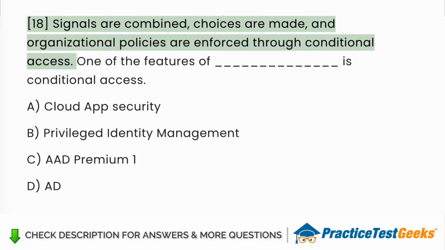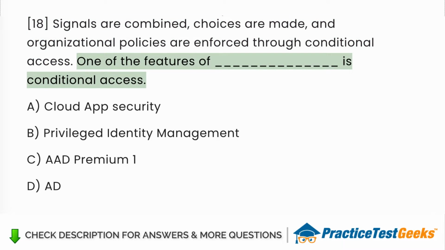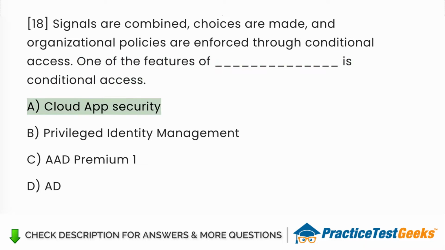Signals are combined, choices are made, and organizational policies are enforced through conditional access. One of the features of which is conditional access? A. Cloud App Security. B. Privileged Identity Management. C. AAD Premium 1. D. AD.